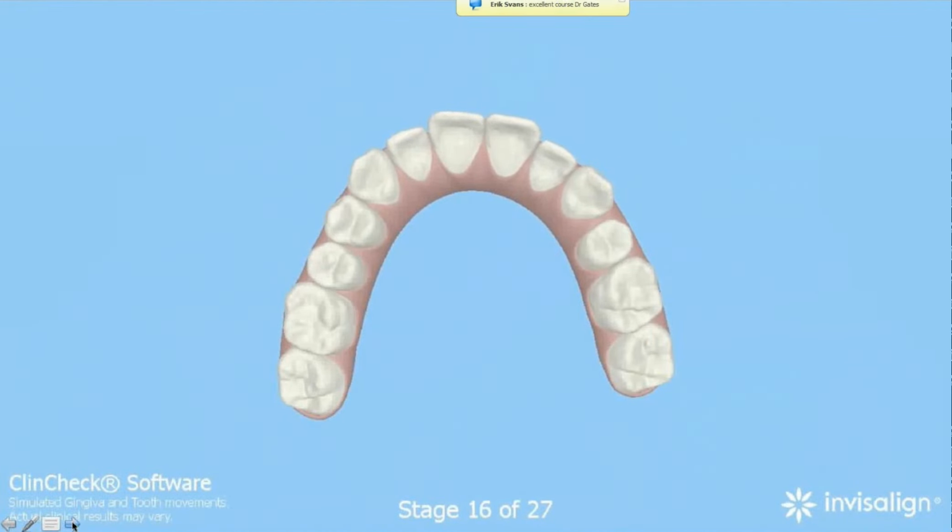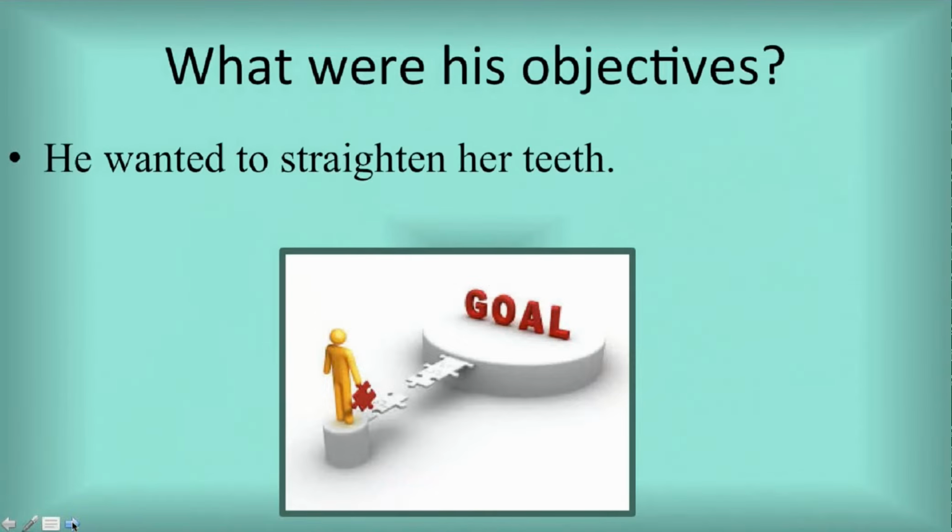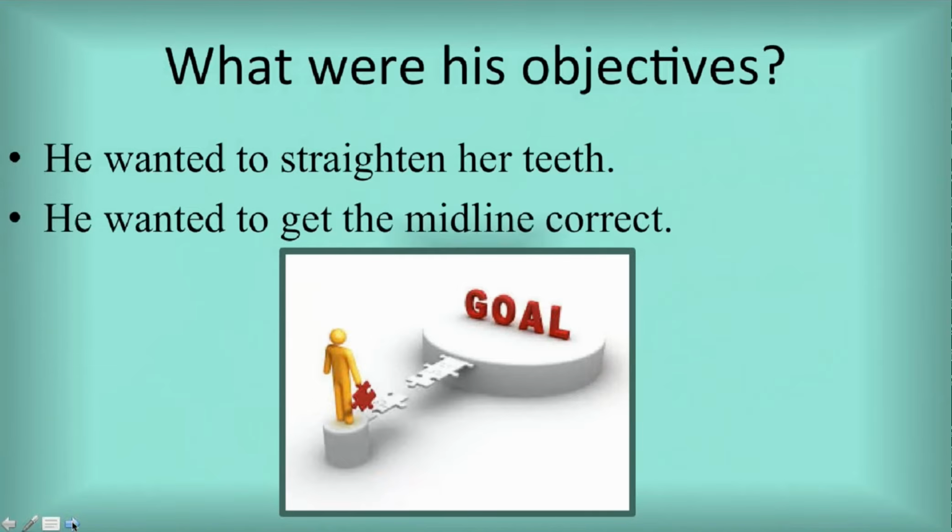Now look at this and you'll notice that she's missing tooth number 12. And so we're going to take this case, and this is the ClinCheck that was given to him originally, and he had a complaint about it, and the complaint was that the midline was off between 2 and 3 millimeters. So what were his objectives? His objectives were that he wanted to straighten the patient's teeth. It happened to be his daughter, and he wanted to get the midline correct. Those were the two things he wanted to do.